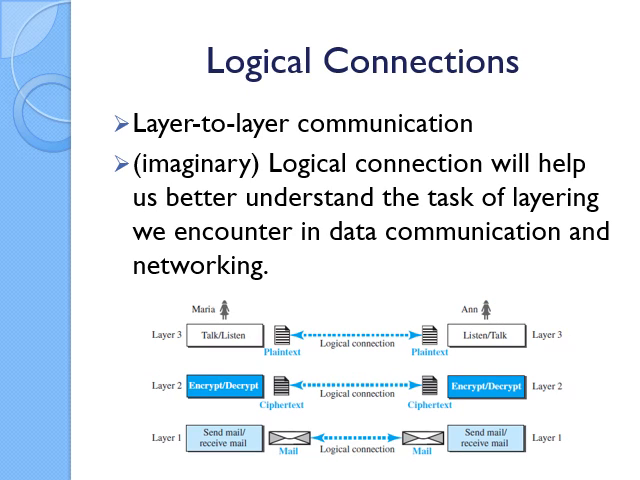Now this layering helps us to have a logical connection. So here it gives us a layer to layer communication. This logical connection helps us to have an imaginary connection between the two sites, and it will help us to have a better understanding of the task of the layering we encounter in data communication and networking. In this example, we have a separate layer which deals with the plain text in both the sites, and similarly a separate layer which deals with encrypting and decrypting, and a separate layer for sending and receiving mail.